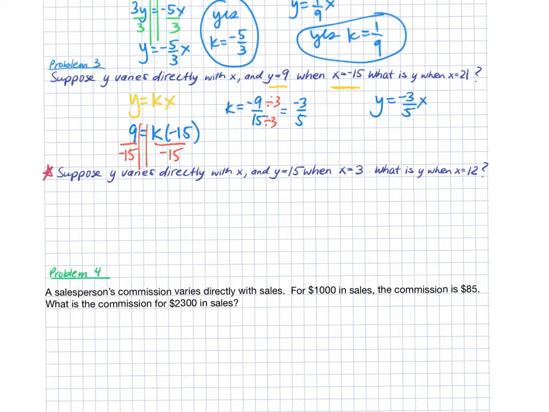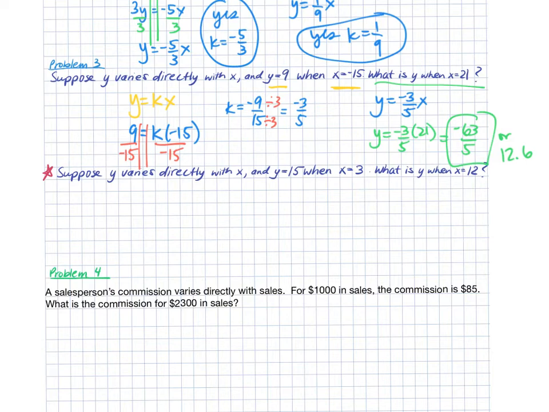And now it's asking, what is y when x is 21? So now we can just plug in 21 into our function. y equals negative 3/5 times 21. And that is 21 times negative 3 is negative 63 over 5. Or you could write 12.6 if you used a calculator.